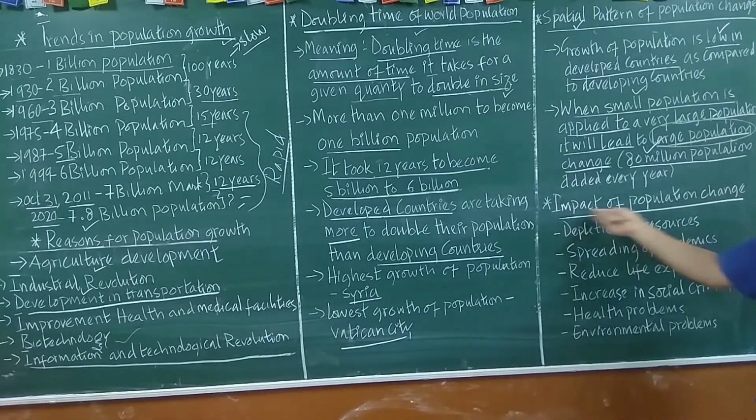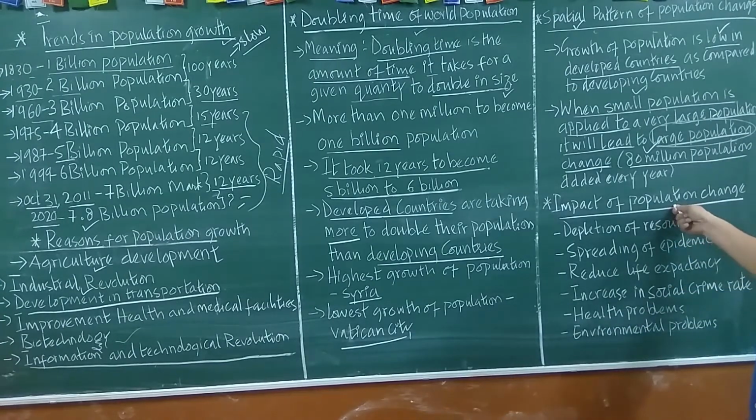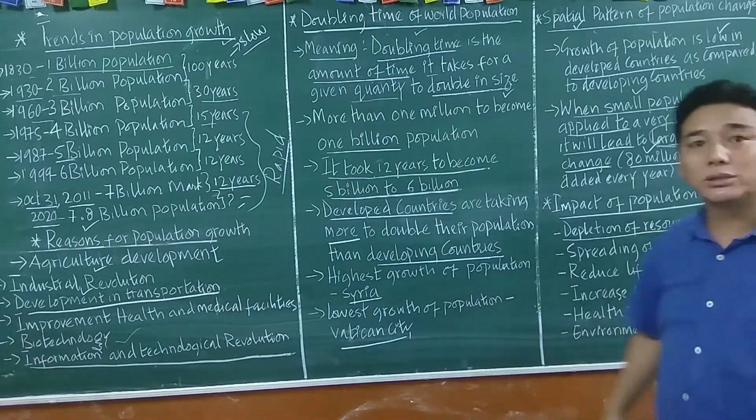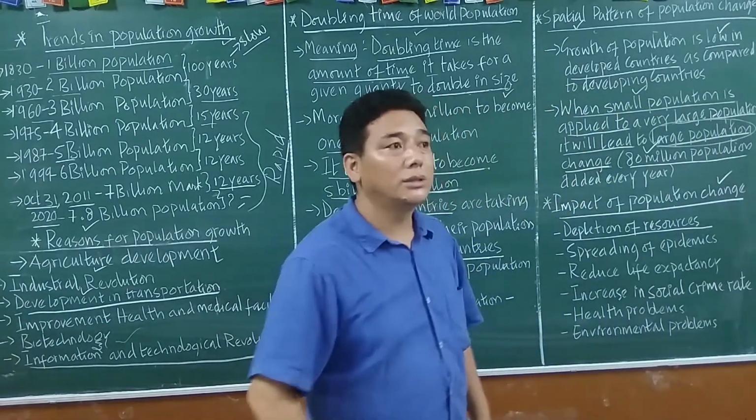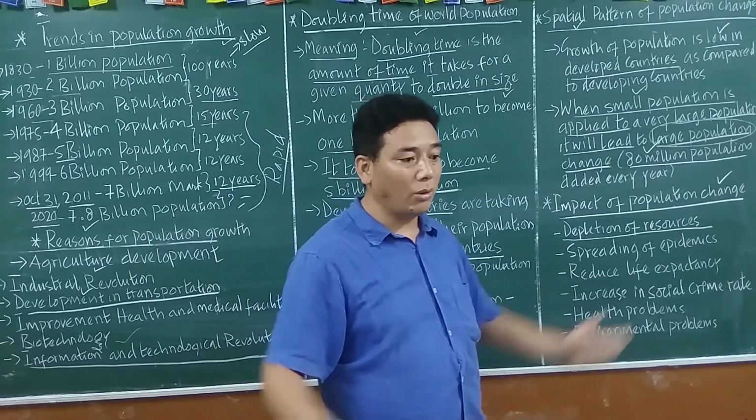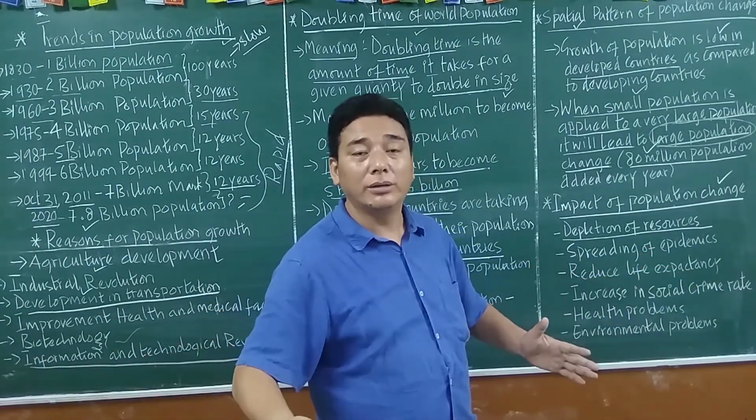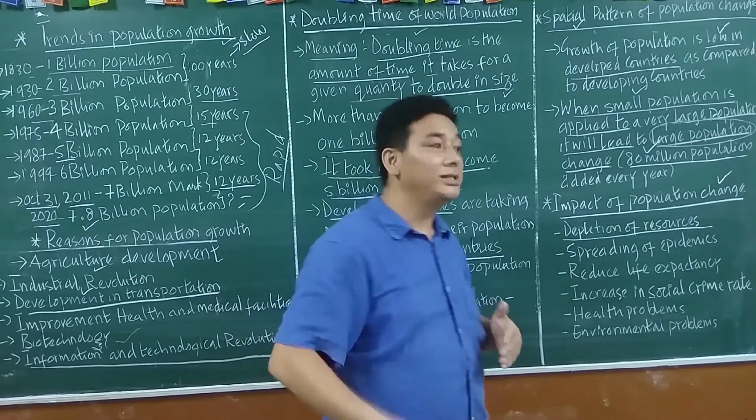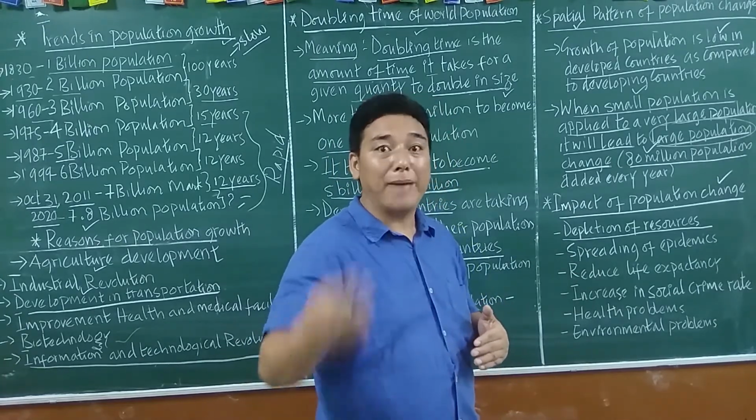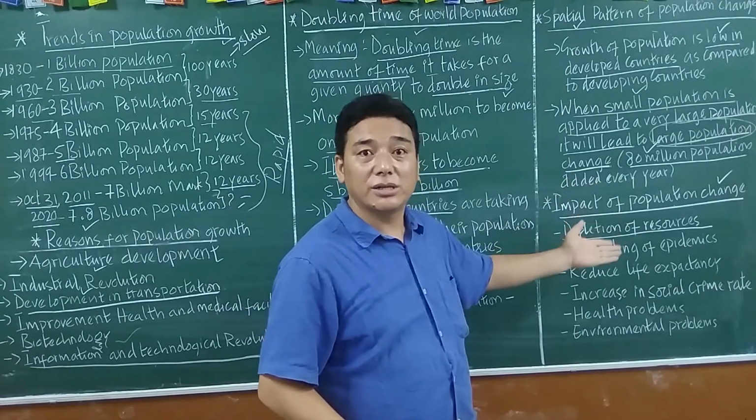Impact of population change. Population change leads to the depletion of resources. The quality of our resources will go down. Now we could see all the resources provided by nature. For example, the river. In mountainous areas, if you visit Mount Everest and the camp, you will find a lot of bottles. So the depletion of resources is taking place.